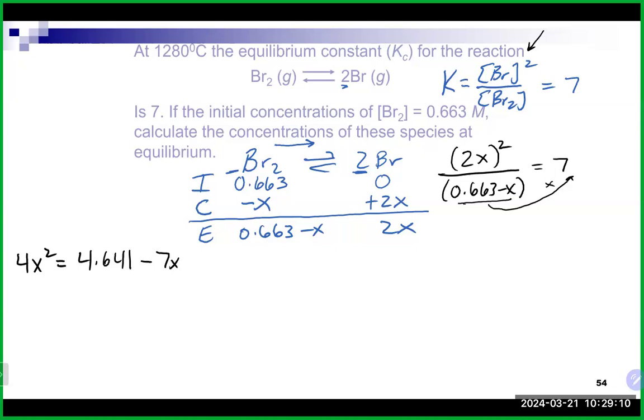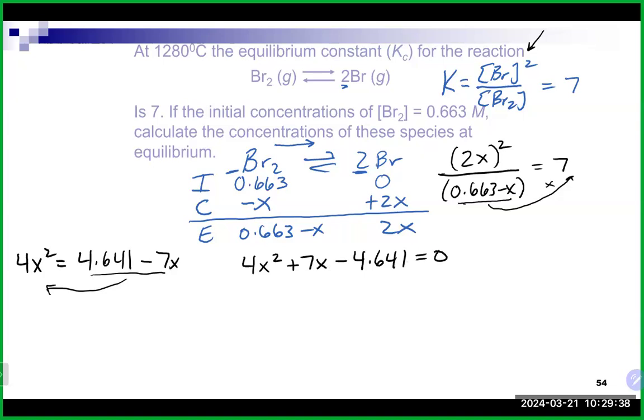Now remember, we pretty much want to get everybody to the same side so we can set this equal to 0. It really doesn't matter which way you move it, but most people will keep the x squared positive. So I'm going to take everybody on this side and move it back over here, subtracting and adding appropriately. And that is going to give me 4x squared plus 7x minus 4.641 is equal to 0.